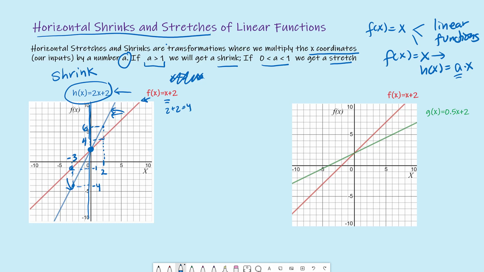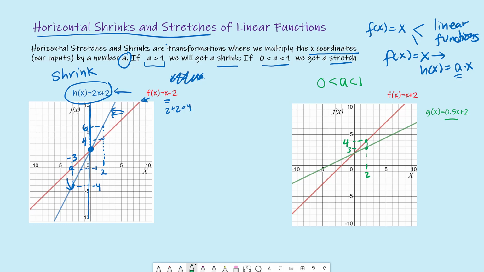Now, the opposite happens when we look at what we call a stretch, in the case where a is larger than 0 but less than 1. So it's a fraction. And in this example here, I took a equals a half, or 0.5. So what happens here? Let's look at the same points. Let's look at x equals 2. So on our red curve, we have y equals 4, just like previously. But on our green curve, we're looking at y equals 3.